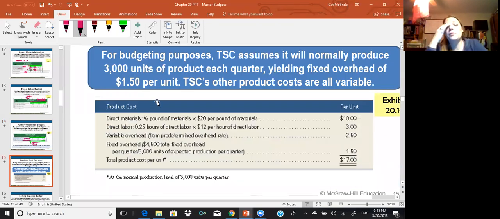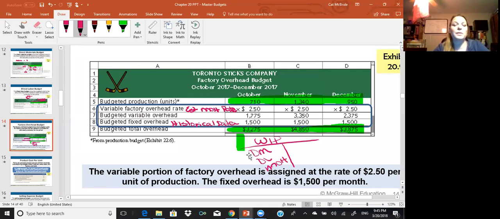Now let's say we wanted to figure out for budgeting purposes our cost per unit. Now we can do that from here because we know how much the direct materials are and we know how many units we're producing. We know how much the direct labor is and we know how many units we're producing. And we know how much the manufacturing overhead is and we know how many units we're producing. For instance, right here for October, how much is my manufacturing overhead per unit?